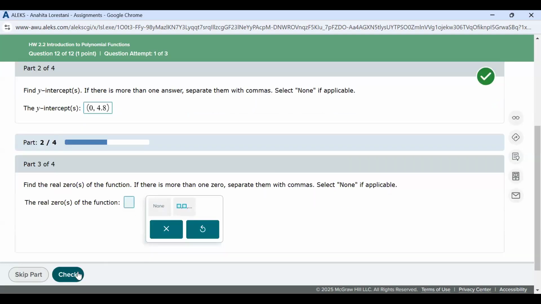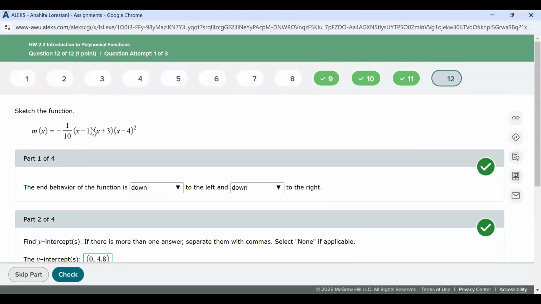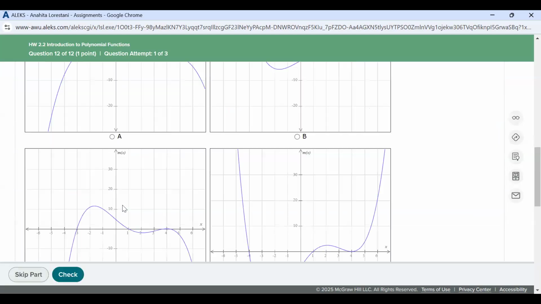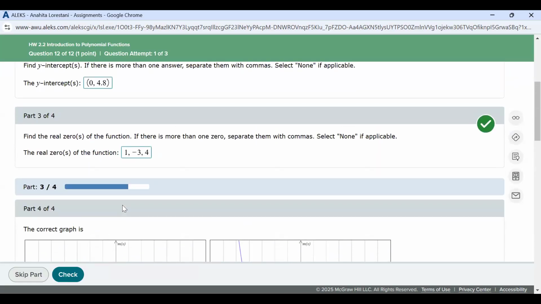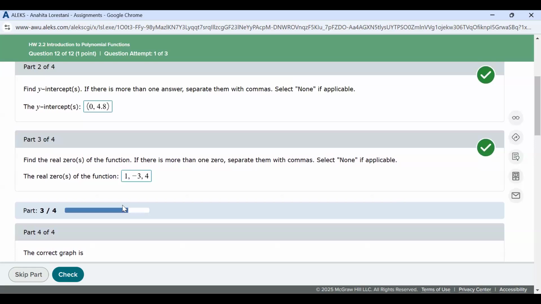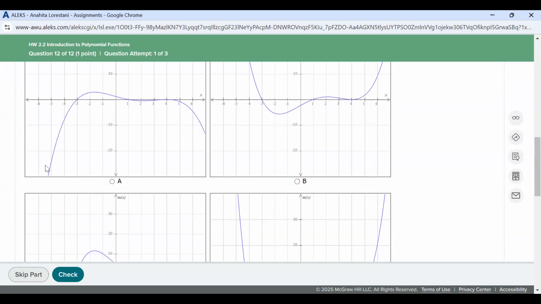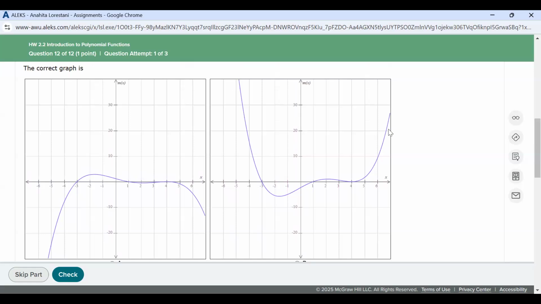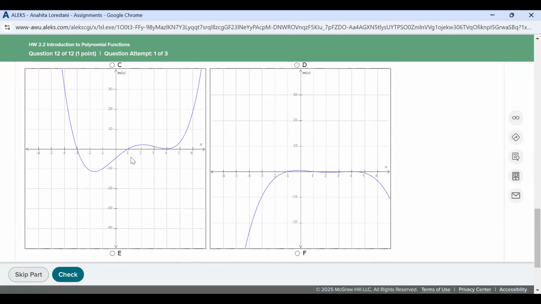Next, we are going to find our zeros. The zeros are 1, -3, and 4. Next, it says which one is the correct graph. So because the graph starts from the bottom, ends on the bottom, that's a possibility. B is not possible because the graph starts on the top and ends on the top. This one is not possible because both ends are on the top.